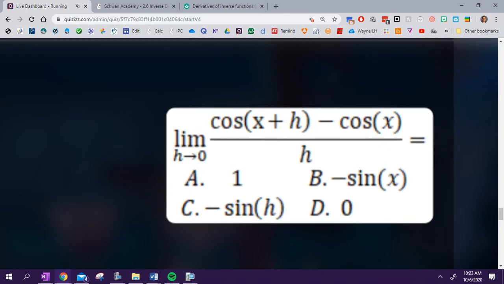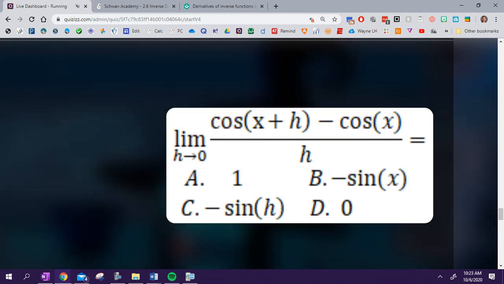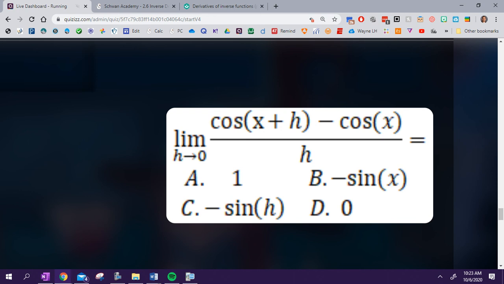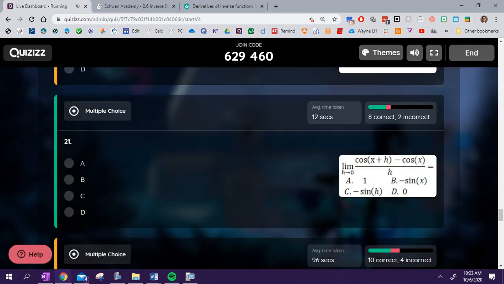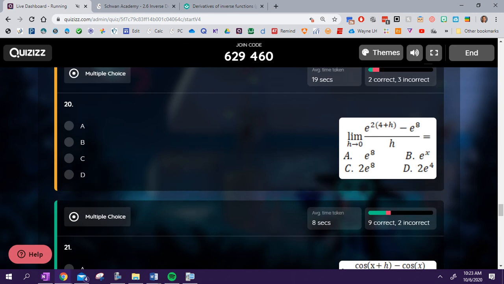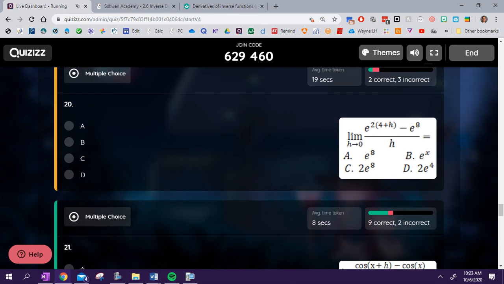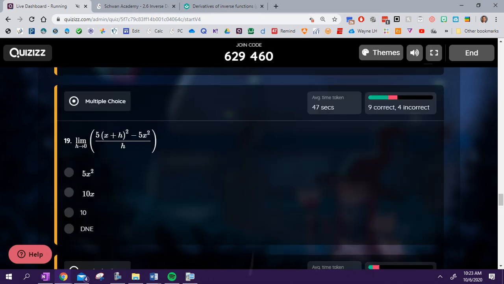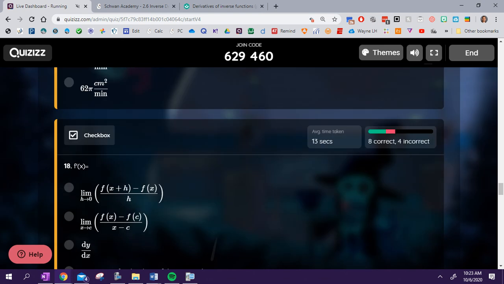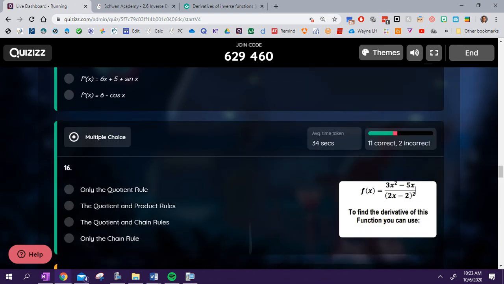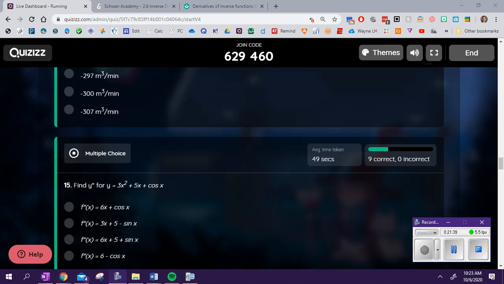On this one, again, h approaching 0. I'm finding the derivative of cosine of x. Notice that there are no numbers in this one. They just use the letter x. What's the derivative of cosine? Negative sine. It's b. Don't let it be hard. On this one, I'm taking the derivative of e to the 2x because it's 4 plus h, and your x is going to be 4. Take some time and do those problems. I put a bunch of them on there because I know that we might struggle with them. That's where I wanted to put our focus.